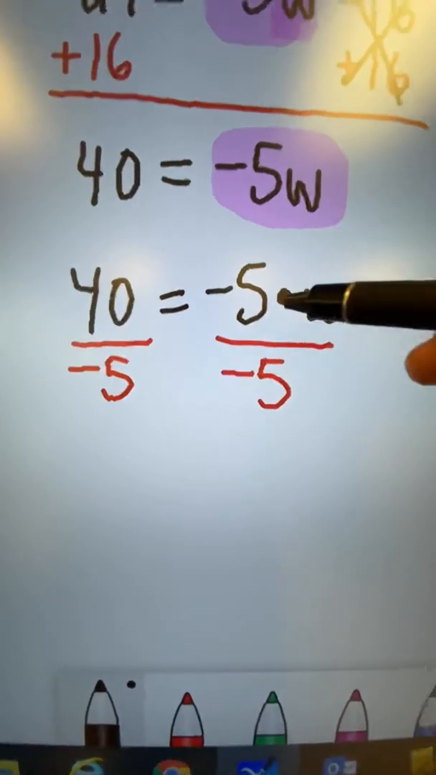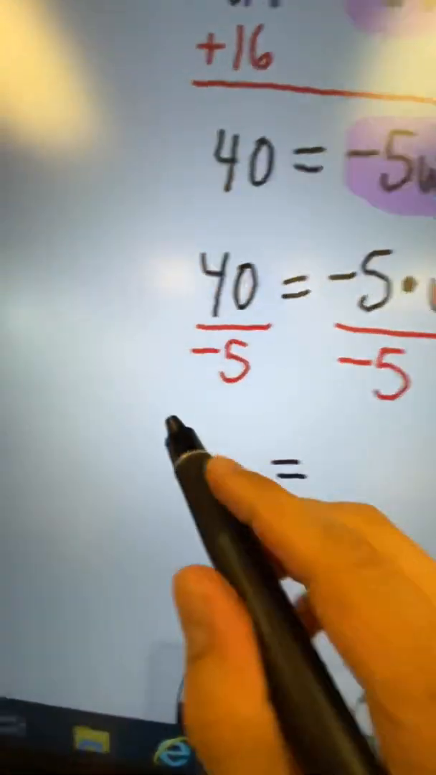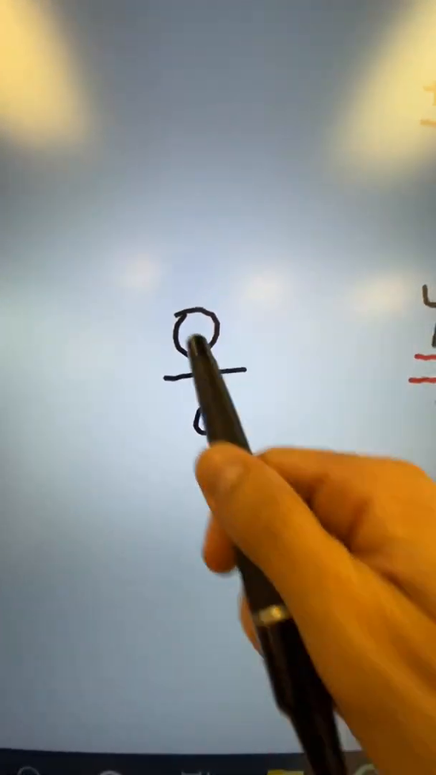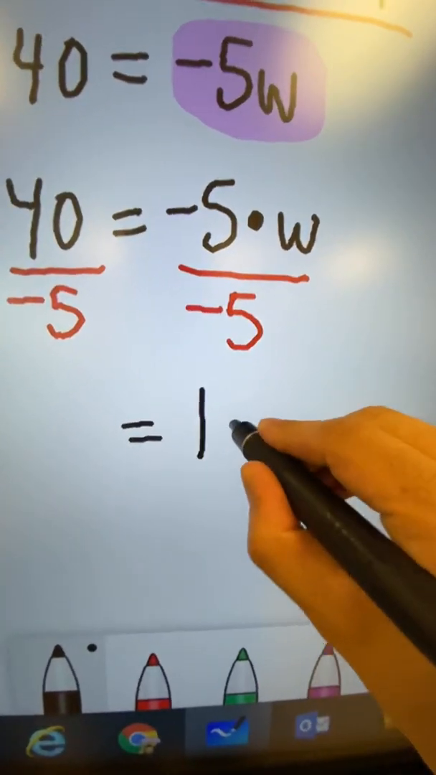And keep in mind, when you divide a number by itself, you're always going to get back 1, as long as that number is not 0. If you had 0 divided by 0, that's undefined. So as long as this number is not 0, when you divide by itself, you're always going to get back 1. So we get 1w here.